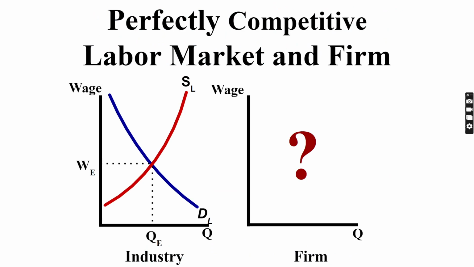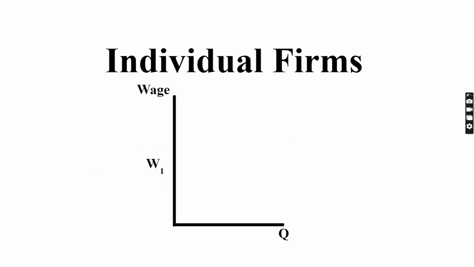Now that we've discussed that, we can draw the second half of our perfectly competitive labor market. And so we're going to do this now. We'll draw the firm individually by itself, and then we will connect the firm to the perfectly competitive market. And so here is the individual firm in a factor market.